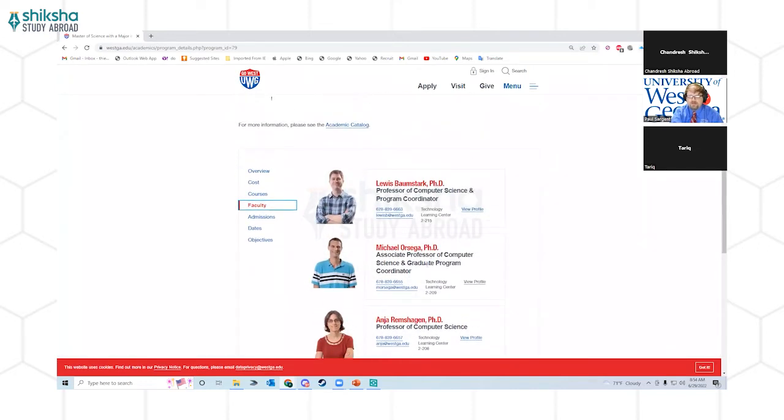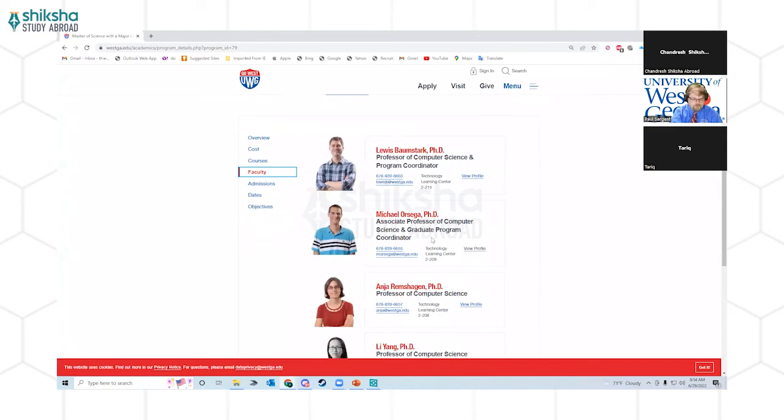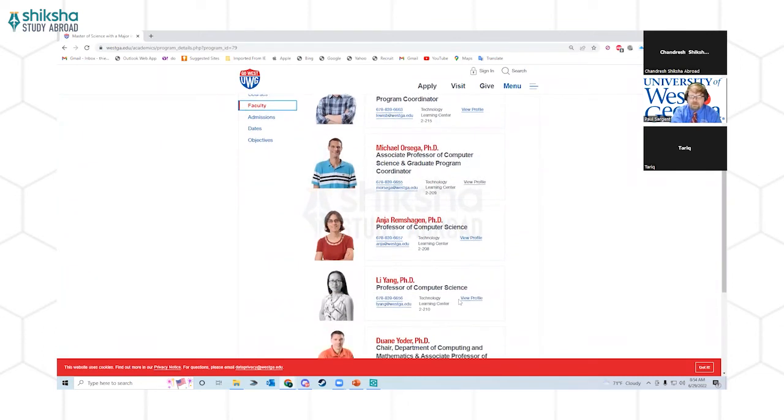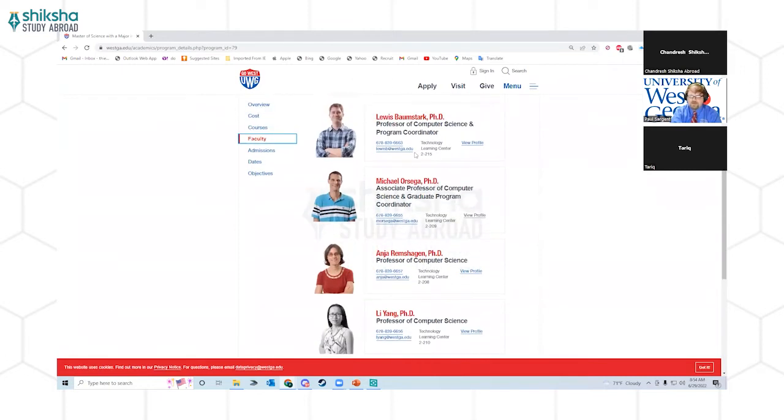Then Michael Arcega here is our graduate program coordinator. So he is the one who is actually in charge of the Masters of Science in Computer Science program at the University of West Georgia. He is also a professor, so you would likely have him as a professor as well. And we also have a few additional computer faculty here, which do teach at various segments of your program as you move to complete it.